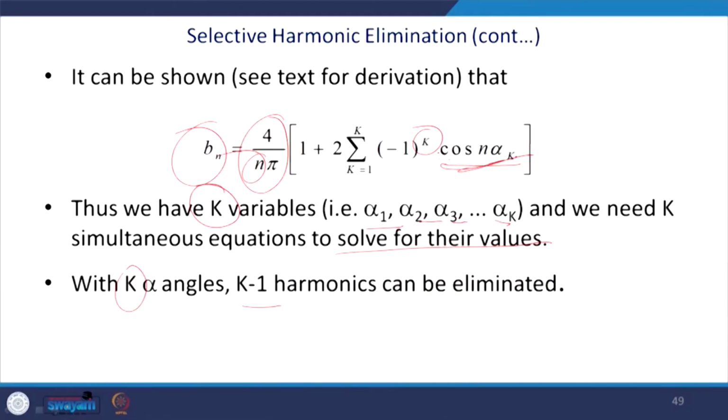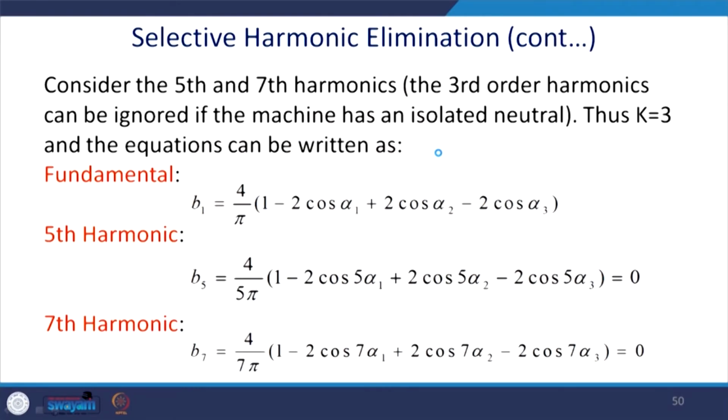Ultimately, you require to make this term 0 by a particular value of alpha. Thus, you solve it, you just put this value, consider the 5th and 7th harmonic. We have considered a 3-phase 3-wire system, and thus the 3rd harmonic can be eliminated or ignored, if the machine has an isolated neutral. So, thus k equal to 3, and the equation can be rewritten.